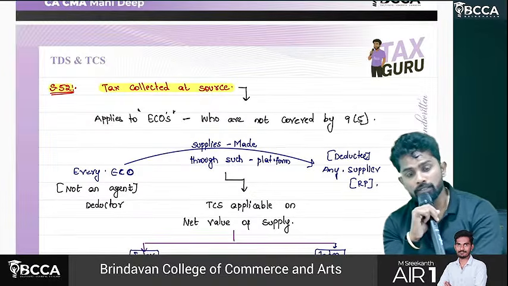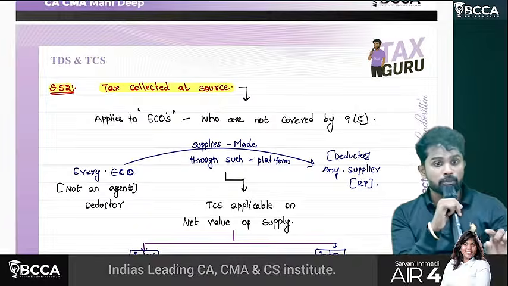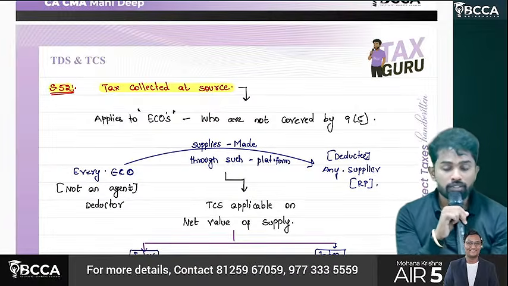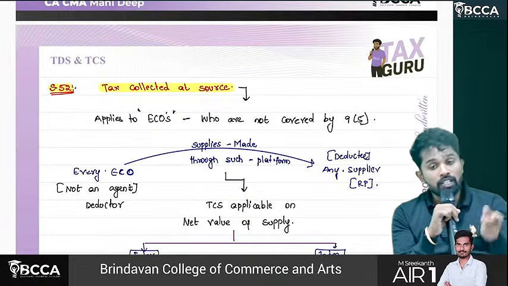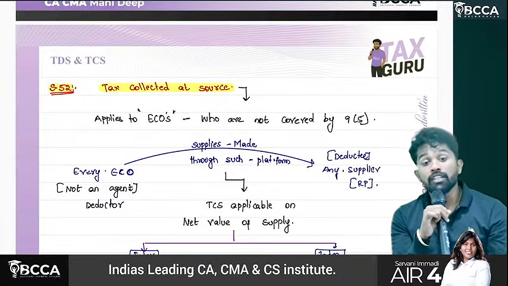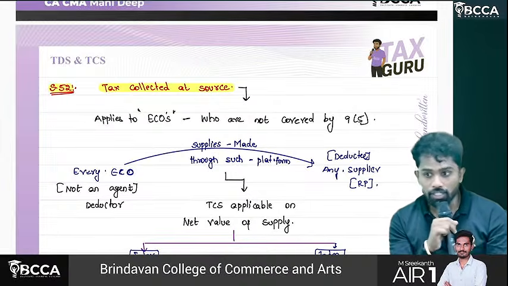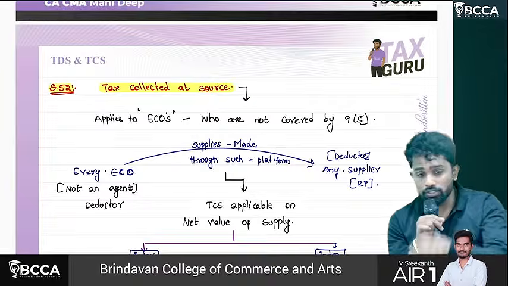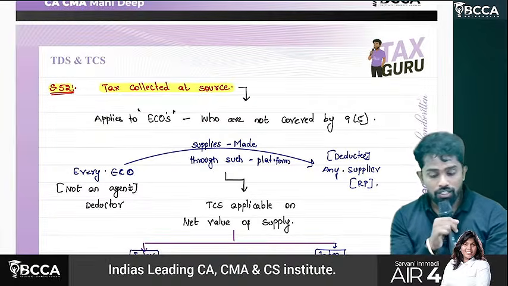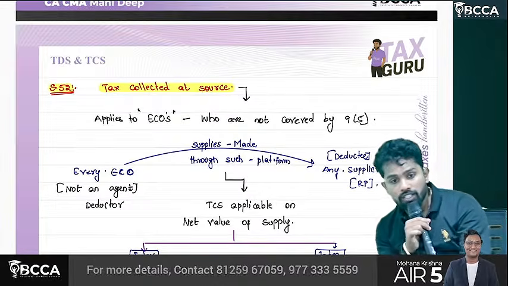Who has to pay the tax, sir? ECO only will pay. But if it is from specified premises, what is called specified premises? Restaurant plus accommodation, where for accommodation they charge more than 7,500 per day. So those people are again covered under where? TCS. They are not covered under 9(5), so they are covered under TCS. So any person who is not covered under section 9 subsection 5 is covered under TCS.